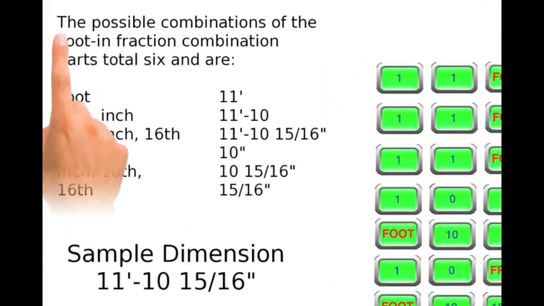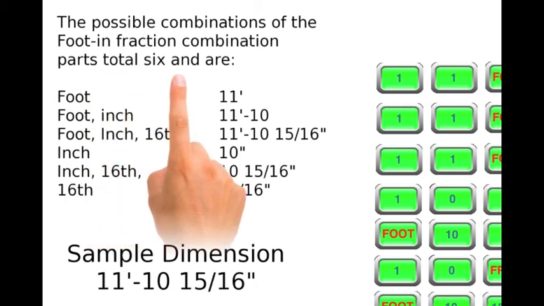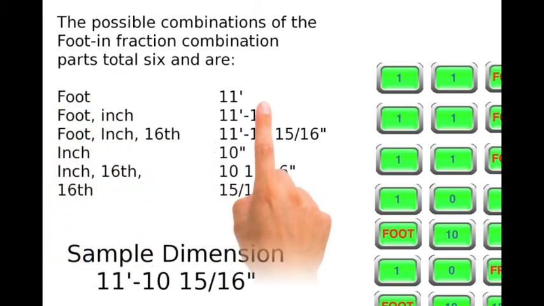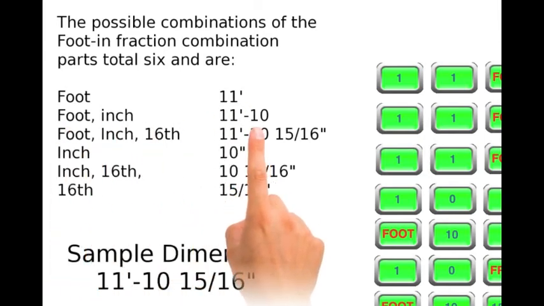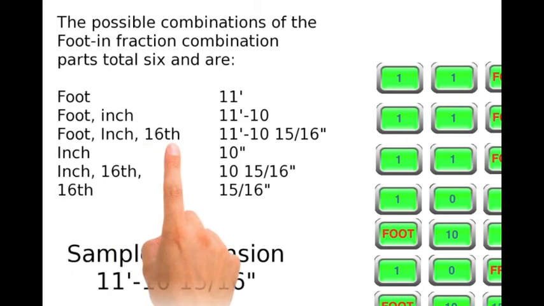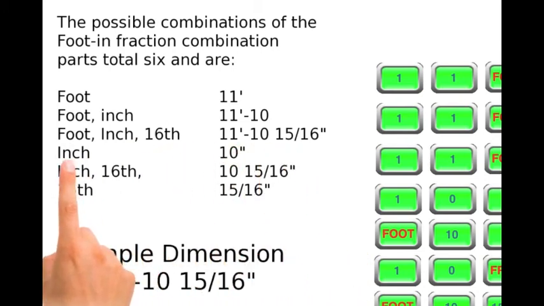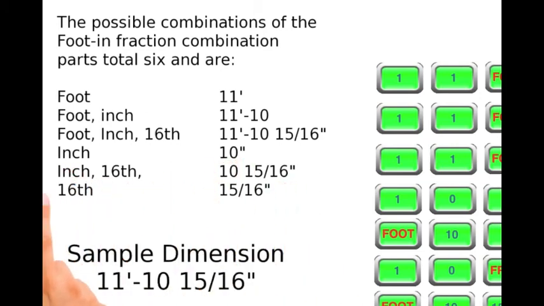The possible combinations of the foot inch fraction parts total 6 and are listed as: foot, 11 feet; foot-inch, 11 feet 10; foot-inch-16th, 11 foot 10 and 15 sixteenths; inch, 10; inch-16th, 10 and 15 sixteenths; and 16ths, 15 sixteenths.